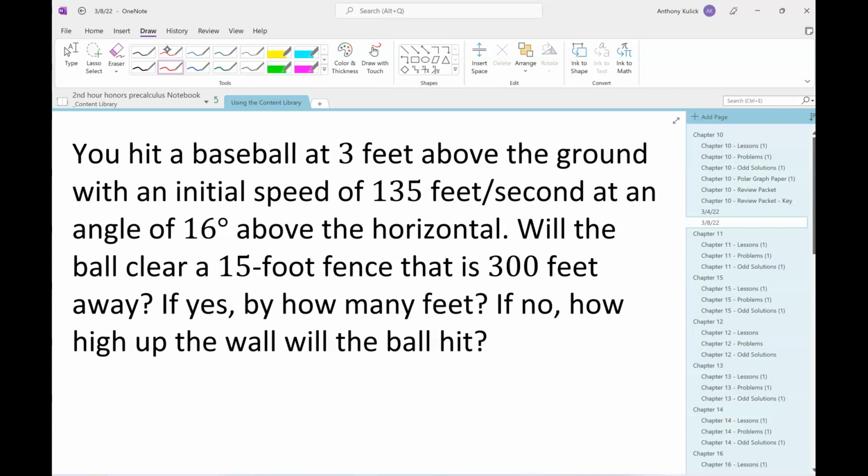So the baseball players in the room, this should be very interesting, right? We're hitting dingers. Or trying to anyways. We'll see.